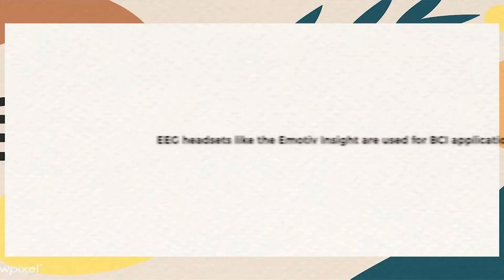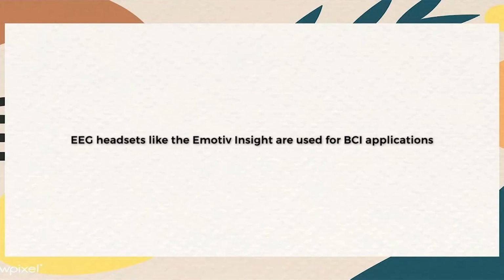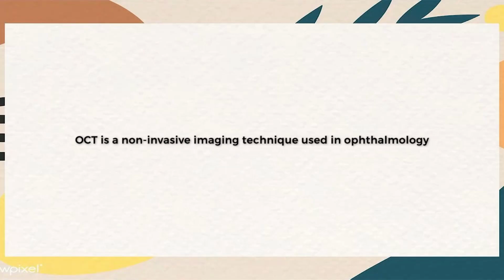Fifth is wireless EEG headsets for brain computer interfaces. EEG headsets like the Emotiv Insight are used for brain computer interfacing applications. Sixth is optical coherence tomography in ophthalmology. OCT is a non-invasive imaging technique used in ophthalmology.